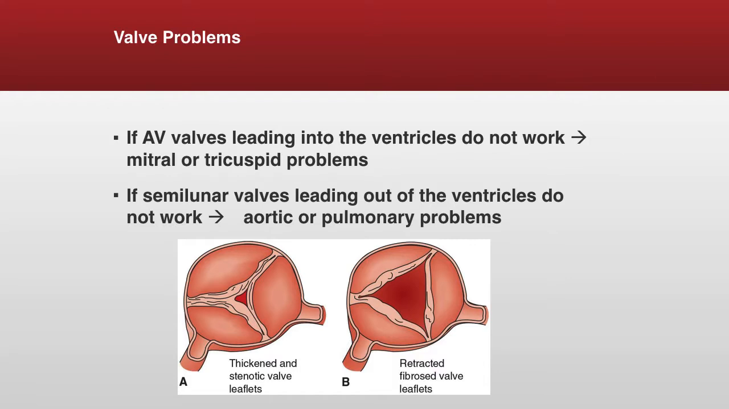The atrioventricular valves leading into the ventricle may not work. If they don't work, then we have mitral or tricuspid problems. If the semilunar valves leading out of the ventricles don't work, then we have aortic or pulmonary problems.